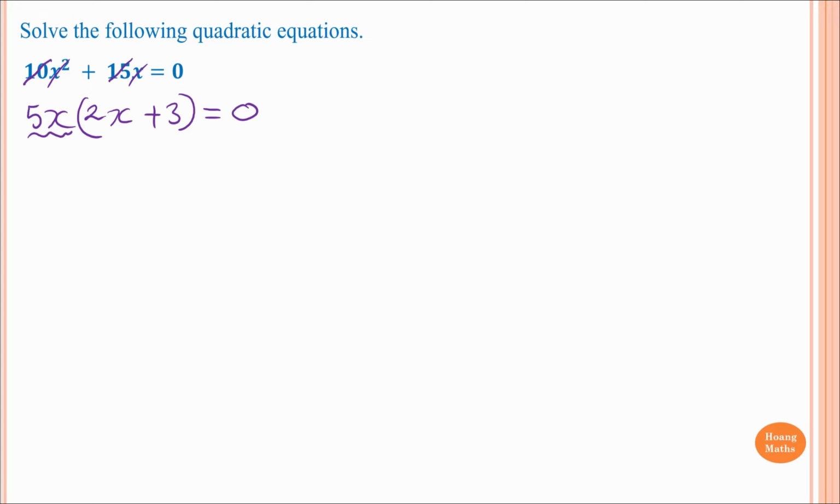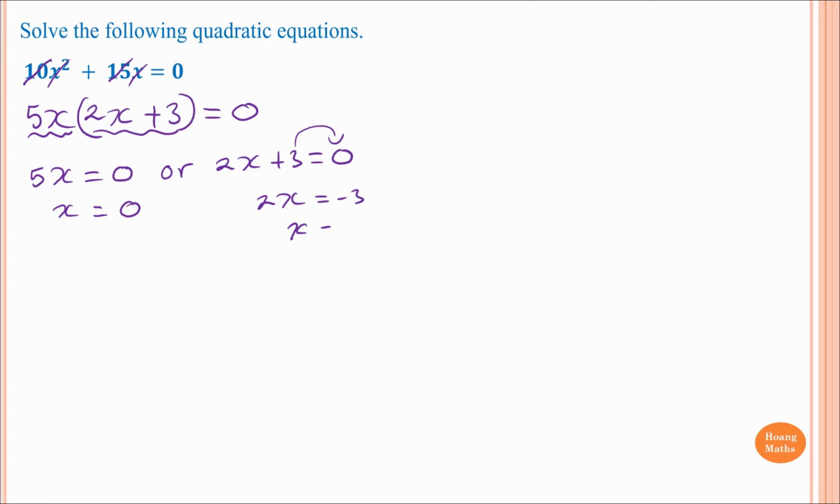Now, we know that 5x is equal to 0 or 2x plus 3 equals 0. So we divide by 5 for both sides, therefore x is equal to 0. Now for this one, we move the 3 to this side. That means 2x is equal to negative 3, so x must be equal to negative 3 divided by 2, so negative 1.5. Otherwise, just use your calculator. So now, therefore, x is equal to 0 or x is negative 1.5.